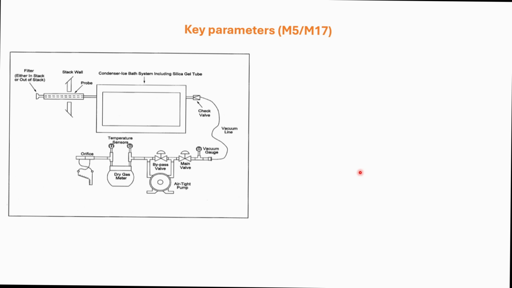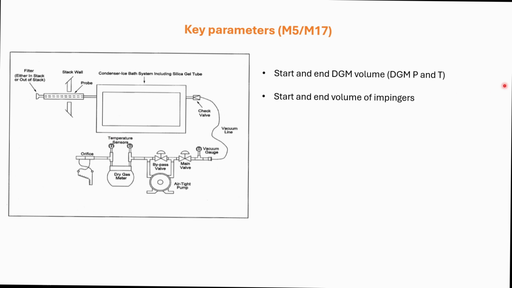Using Method 4, the key parameters that you need to be concerned with are the start and end DGM volumes, so your dry gas meter reading at the start and the end of a test, because you need that to know how much of a sample you took. With that, you also need to record the DGM pressure and temperature, because the volume is temperature and pressure dependent. Then you need to record the volumes of water in your first and second impinger. You start with 100 milliliters in each, and then you just record how much is in them afterwards.